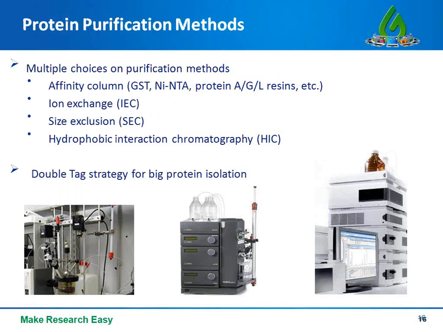Let's quickly go through some basics of protein purification. There are a variety of protein purification methods, including affinity columns such as GST, Ni-NTA, Protein A, Protein G, Protein L resin columns, etc., and also ion exchange IEC, size exclusion SEC, and hydrophobic interaction chromatography HIC. For big proteins, a double tag strategy can be applied for purification. The bottom pictures show a few routinely used instruments at GenScript for protein purification.